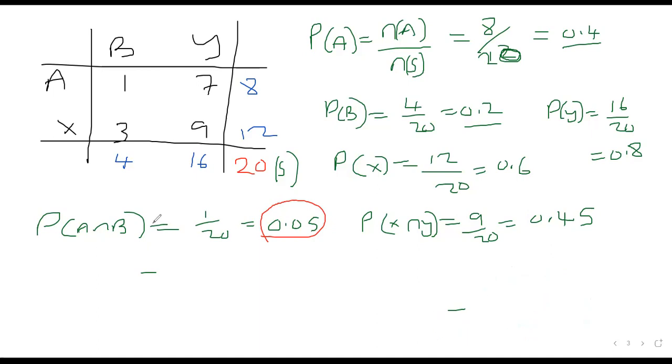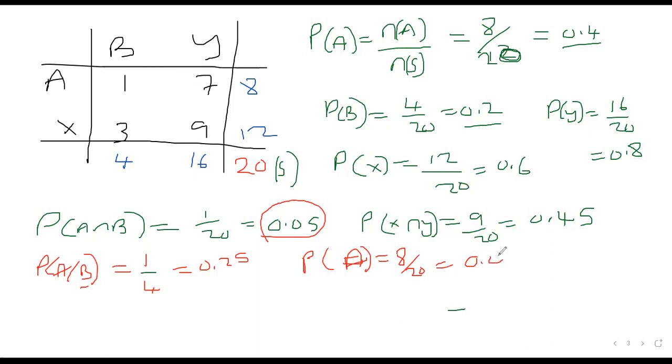So the first thing is you need to find what those parameters are. In this case, what was our A given B? You go where there is A and B, where do they meet? At 1, over the total for B, which is what? 4. Is 0.25. Then it must be equal to A. What is the probability of A? That's 8 over the grand total, over 20, which is 0.4.